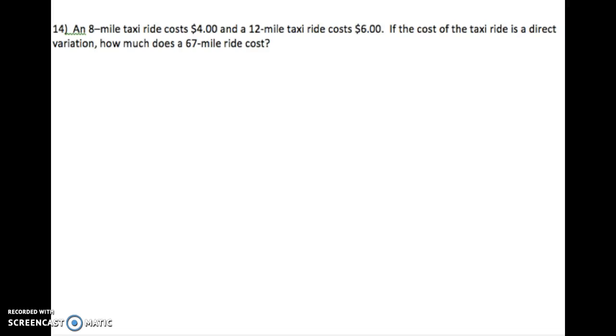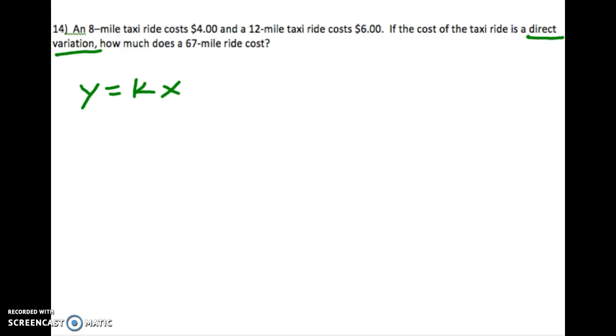We are continuing our Algebra 2 Unit 2 test review. We're on problem number 14. Problem number 14 happens to be a direct variation problem. The formula for a direct variation is y equals k times x.